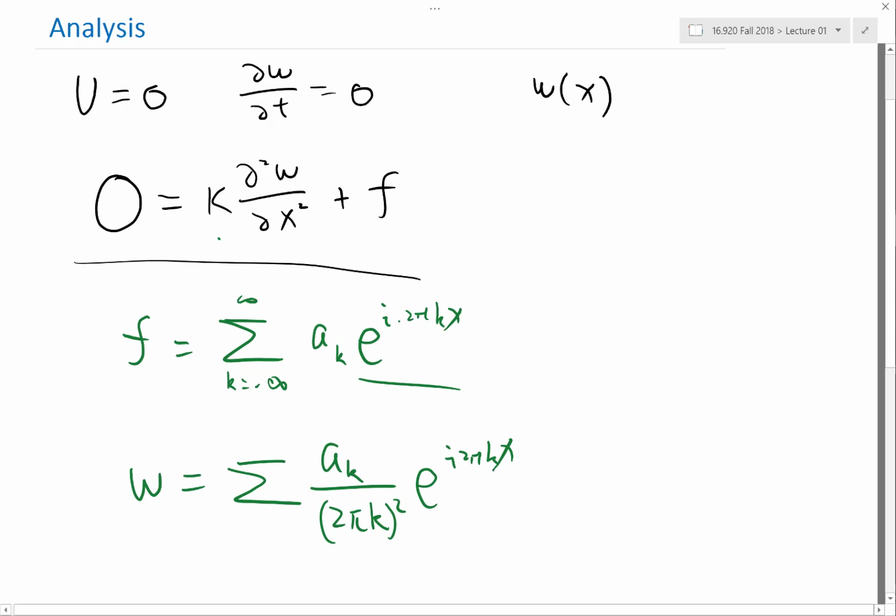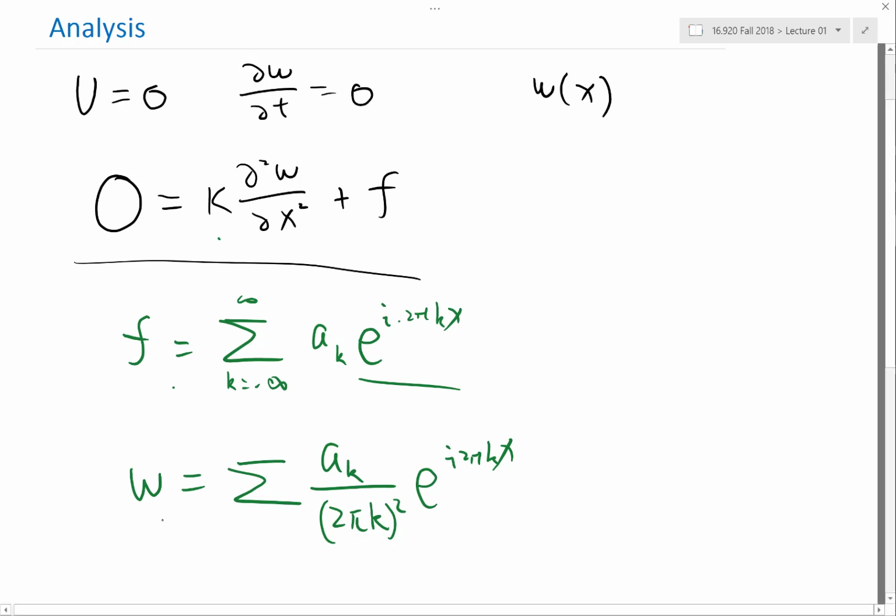You can repeat the same analysis at home. It's basically the same as what I did on the last page. But what you're going to see is that w is going to be significantly smoother than f. Why? Because if you compare f and w, it's integrated twice. That's one explanation. Another explanation from the Fourier series: you see the high frequency components get decayed by 2 pi k squared, right?